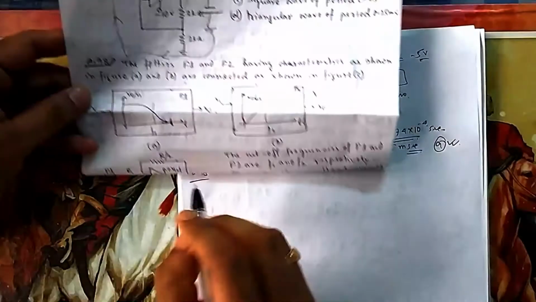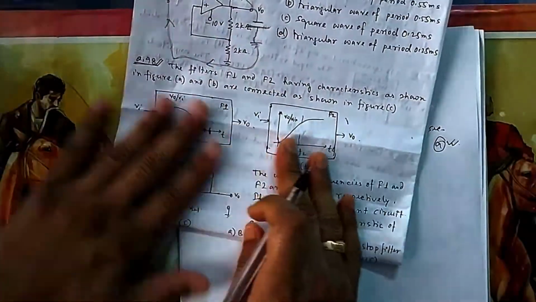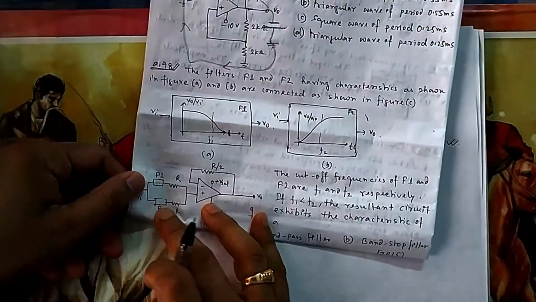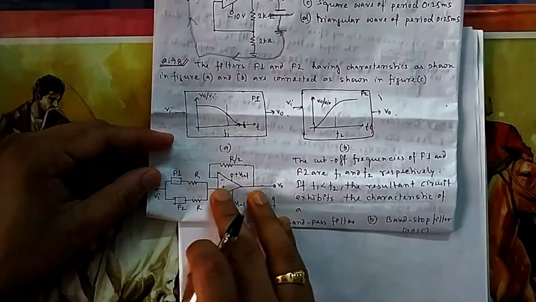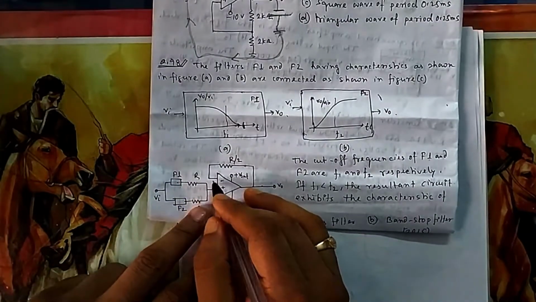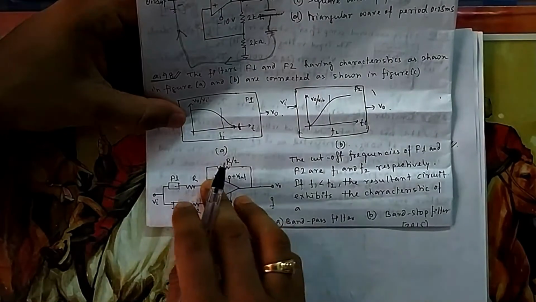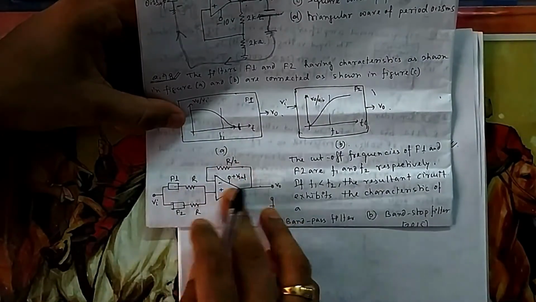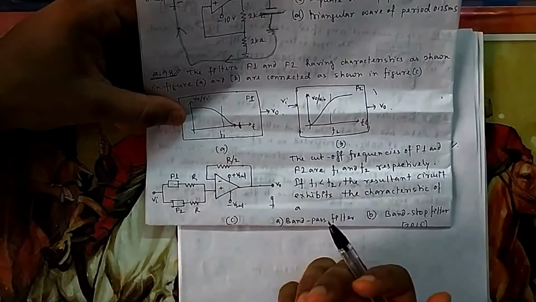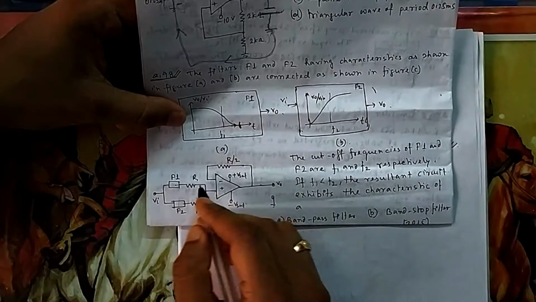The filters F1, F2 having characteristics shown in the figure are connected as shown in the figure. So one filter is connected here, one filter is connected here. Okay. What is this circuit? This circuit is a standard feedback. So this voltage is equal to this voltage, no current is flowing through, so your VI will come here, so this is VI. So you can still say VI is equal to V0. So your V0 is equal to simply VI, because if you take nodal here, no other branches are there.